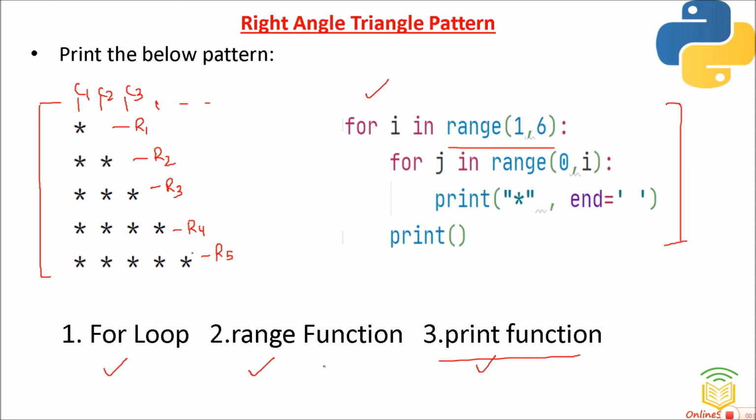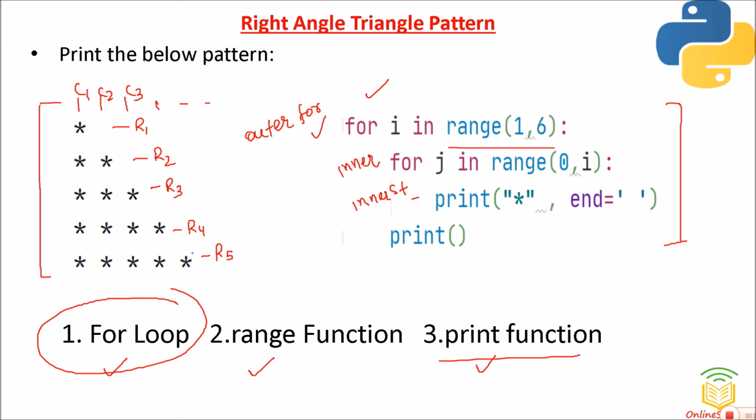Now friends, the second thing is nothing but your for loop. So 2 for loops we are using here. Friends, this is also called a nested for loop. So this is nothing but your outer for loop. This is your inner for loop, right? So this is your inner for loop, and then this will be your inner statement. This will be your outer for loop.